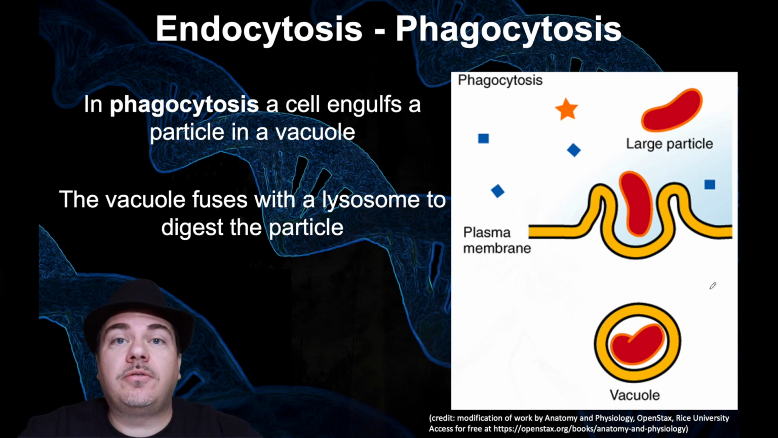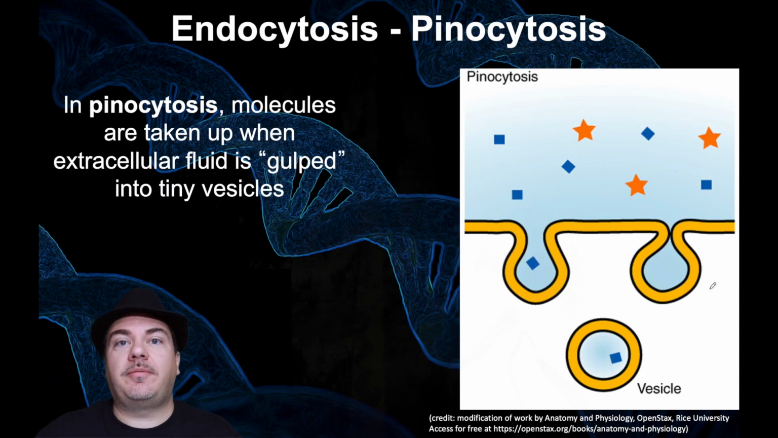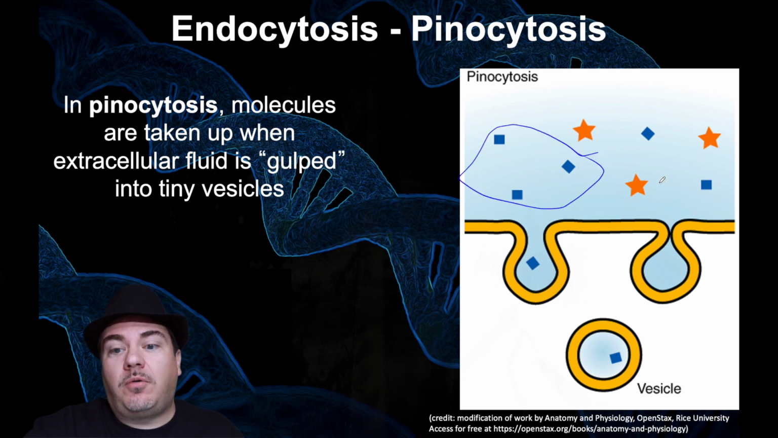So phagocytosis is cellular eating. They take a large solid object and bring it into the cell. That's one type of endocytosis. Another type of endocytosis is called pinocytosis, which stands for cellular drinking. Same concept as phagocytosis. The difference is, instead of one large solid object, it's a bunch of dissolved things, so stuff dissolved in the water.